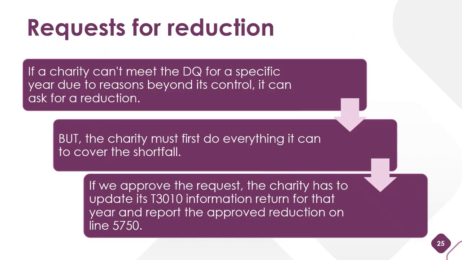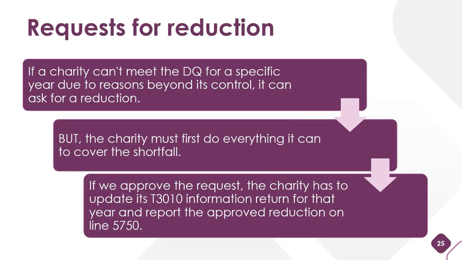If a charity can't meet its DQ due to reasons beyond its control, it can send the CRA a request to reduce its DQ by a specific amount for a specific fiscal period. But the charity must first do everything it can to cover the shortfall, including the options we went over in that previous slide. This means the charity has to look at the previous 5 years to see if it has any excesses to draw from. If it still has a shortfall, then it should try to spend more the next year.